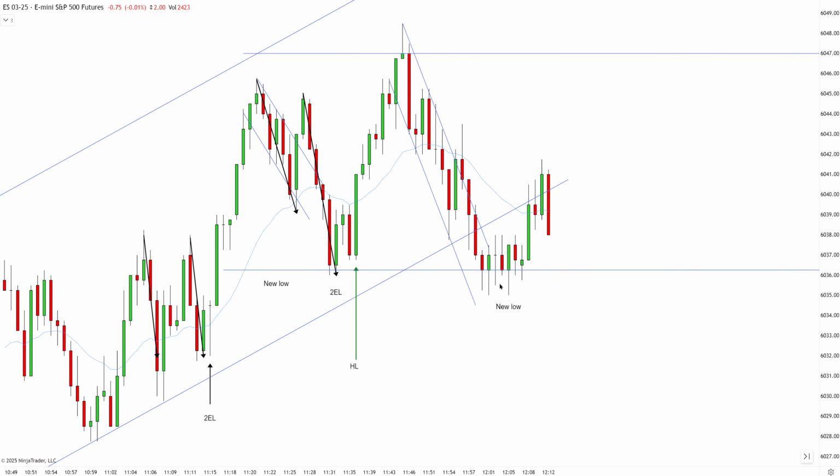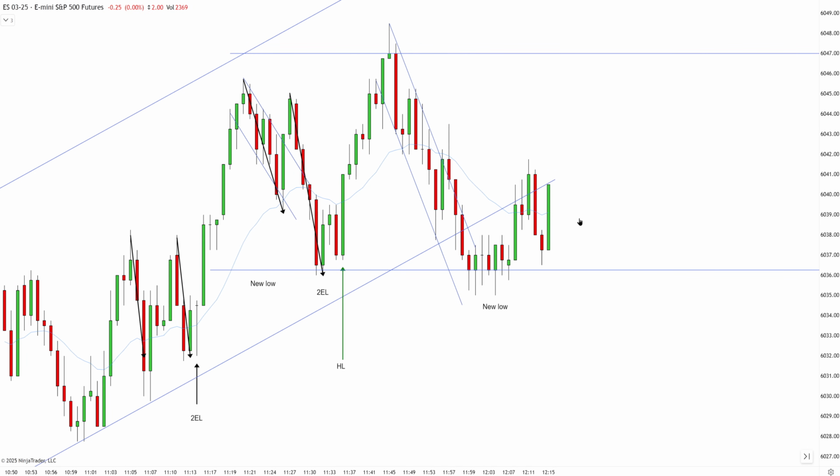Can I get a failed second entry short of EMA, new low, first entry short, pull back, second entry short failure? Why are we thinking about failed second entry short? Because uptrend is new high, so the sellers are going to get trapped.